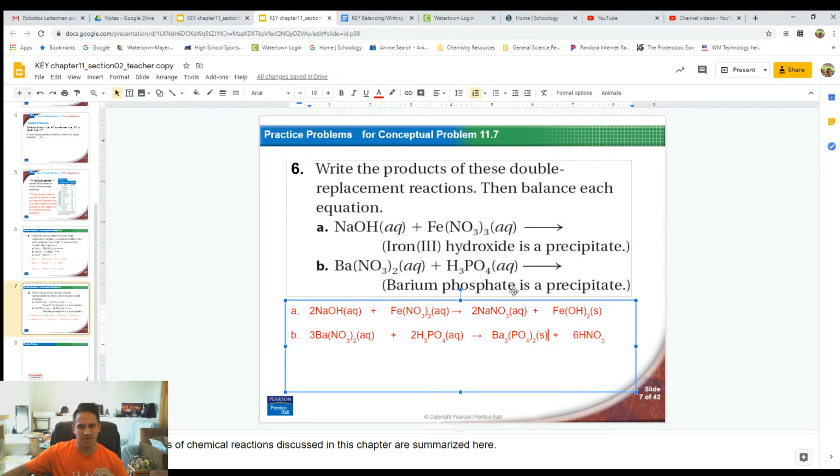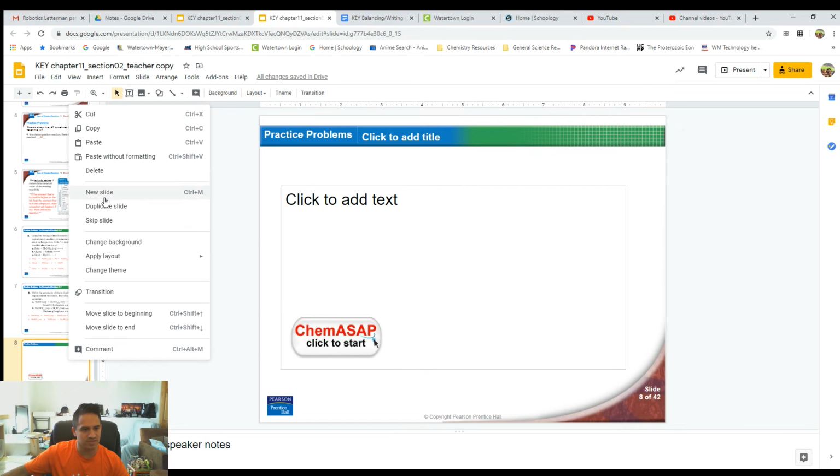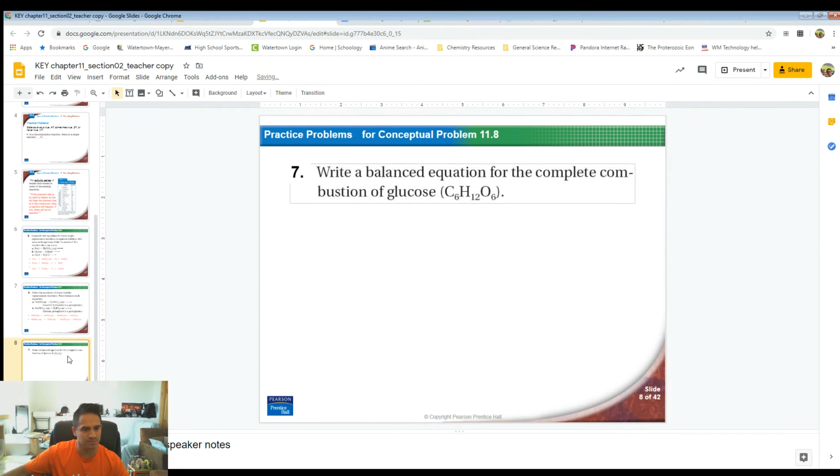It also says here that barium phosphate is a precipitate, which I didn't read before. So in the problem, it also tells us which one. All right, so that is that one there. Let's delete this slide here that we accidentally made. Let's take a look at the last problem here.